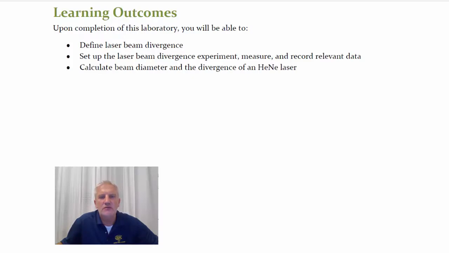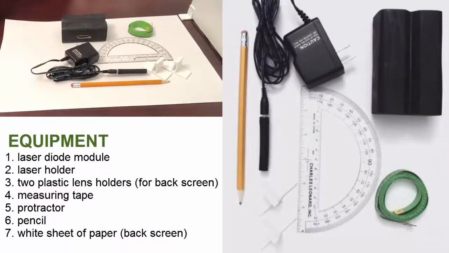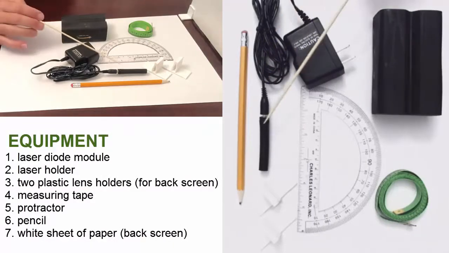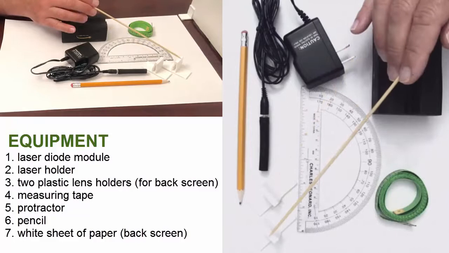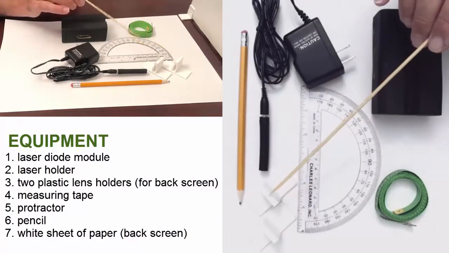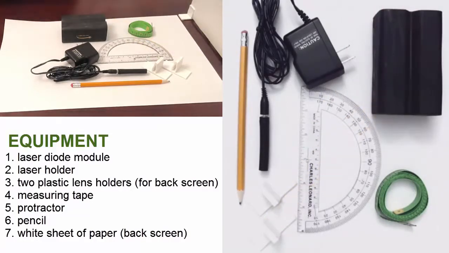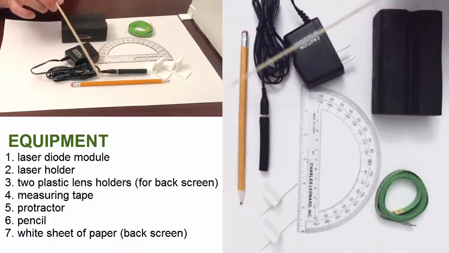The equipment that we are going to use in this lab consists of a laser diode module, a laser holder. Here we have two plastic lens holders that we are going to use to hold our back screen. We are going to need a measuring tape, a protractor with a ruler, and finally a pencil and a white sheet of paper.